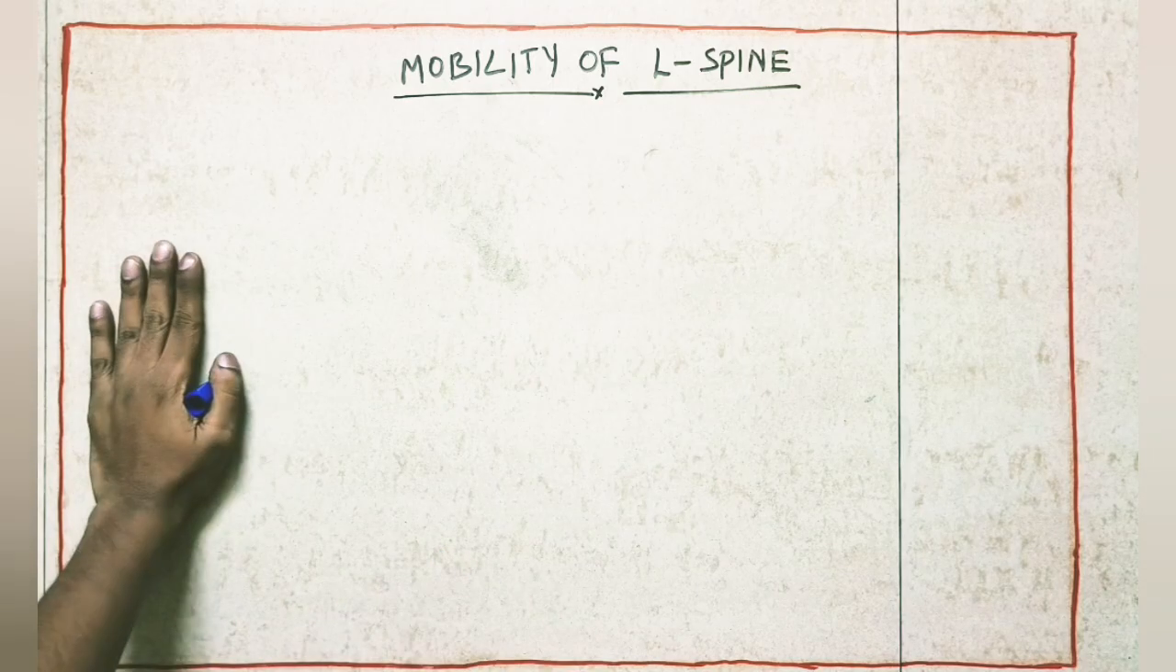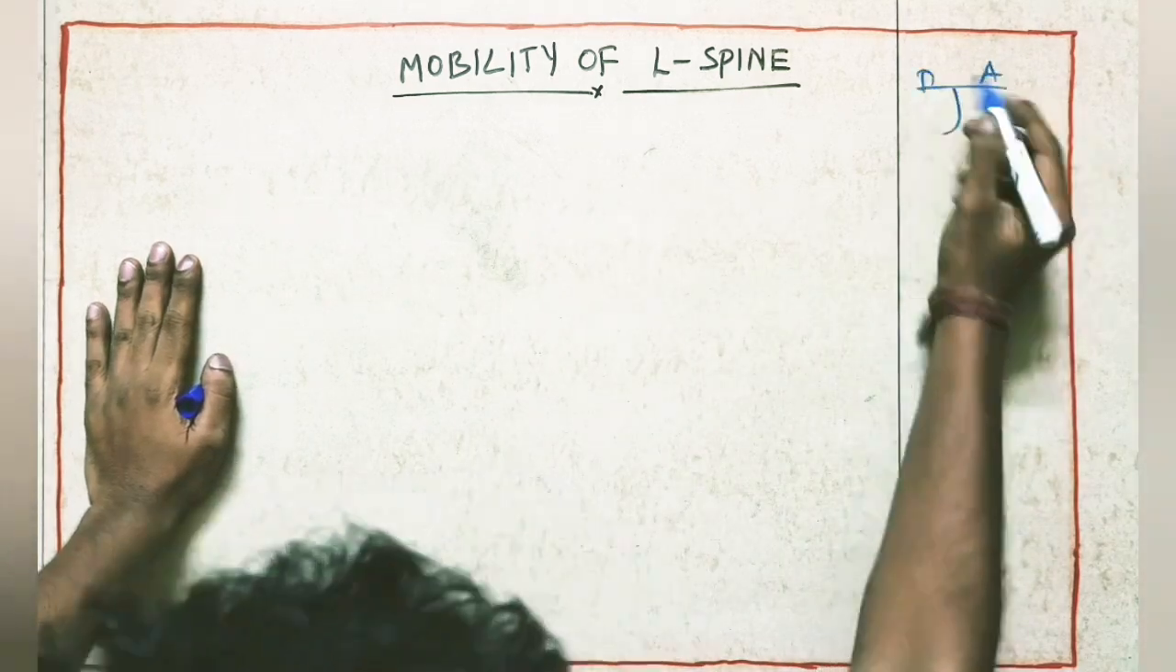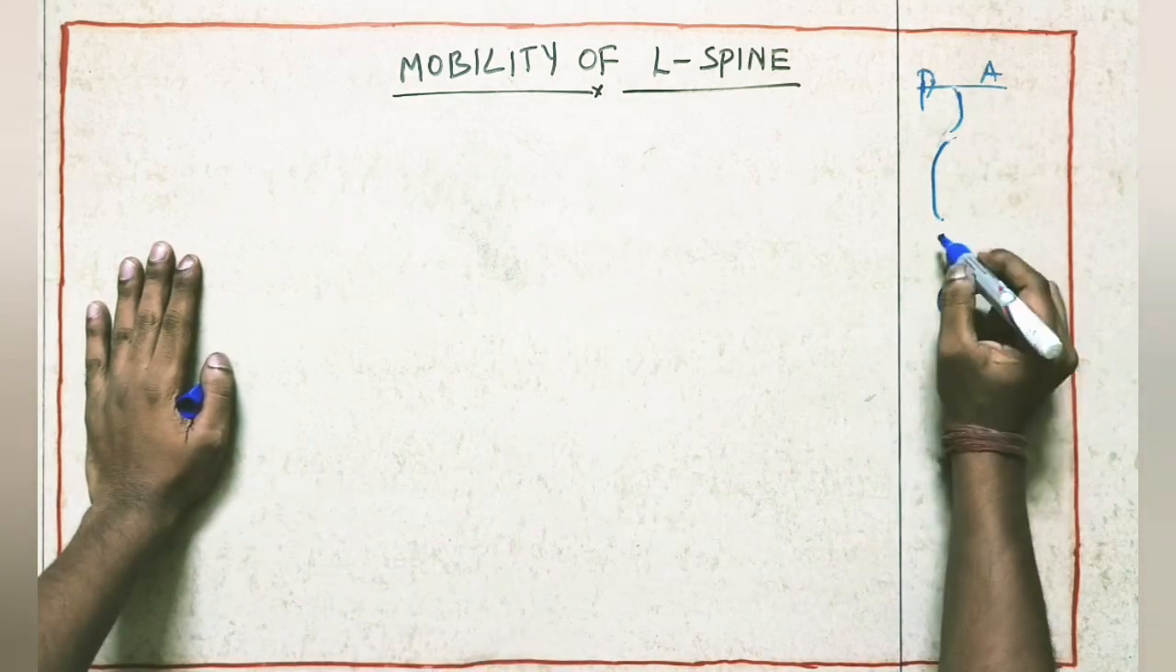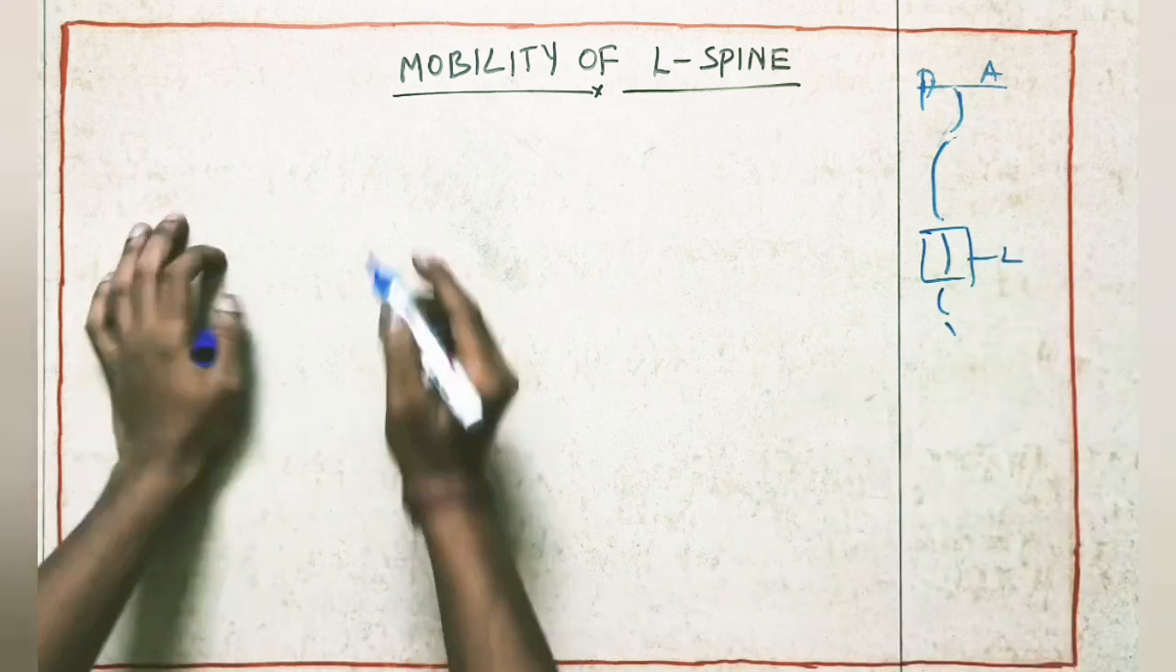Mobility of the lumbar spine. If we take the lumbar spine here, posterior, this is our cervical spine, thoracic spine, lumbar spine, and sacral spine. So this is our lumbar spine. Here are the movements of the lumbar spine.